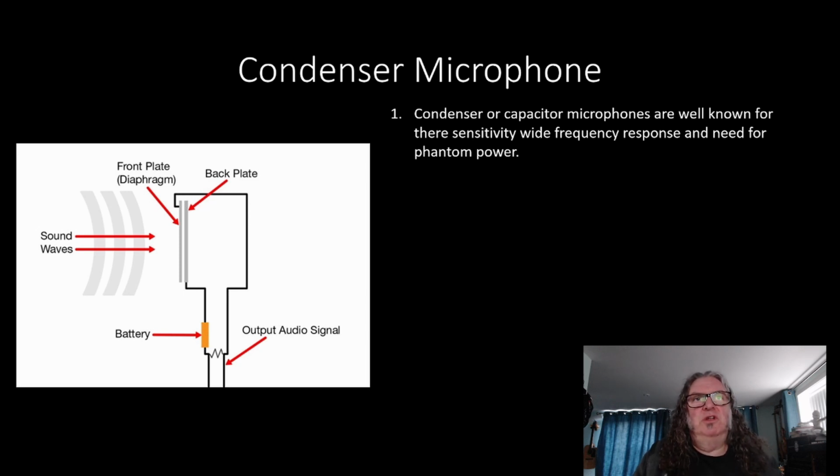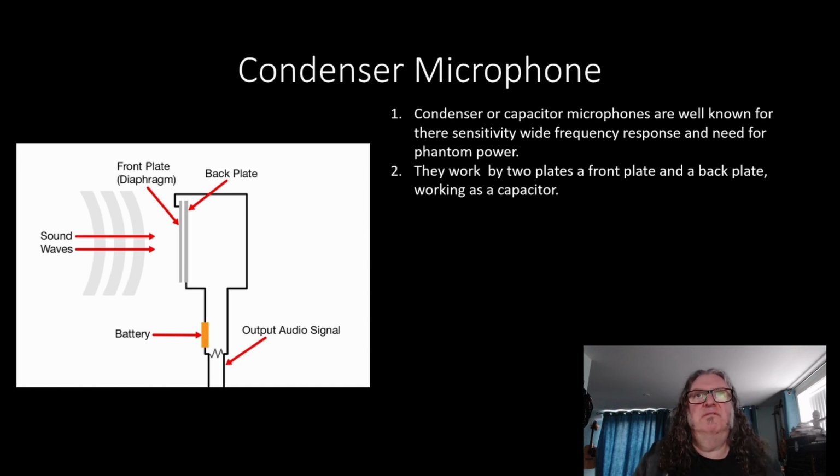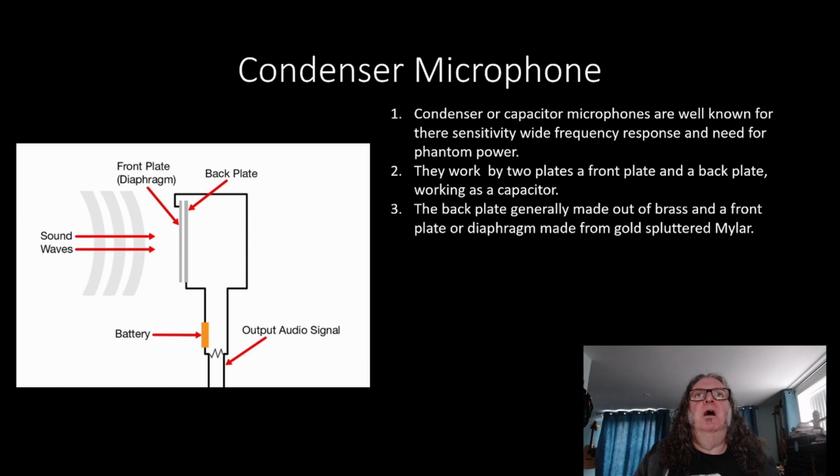The thing with condenser mics is they're well known for their sensitivity, but they also, as I've mentioned already, need phantom power. They work with two plates acting as the capacitor. So this is the capacitor bit here, you can see with my little pointer. We have a front plate, or the diaphragm, and a back plate.